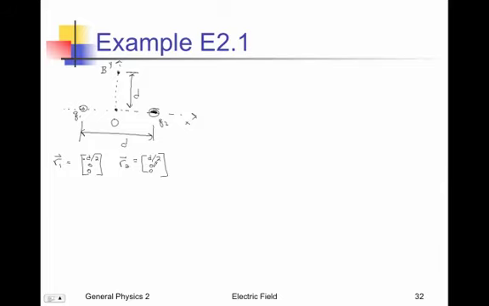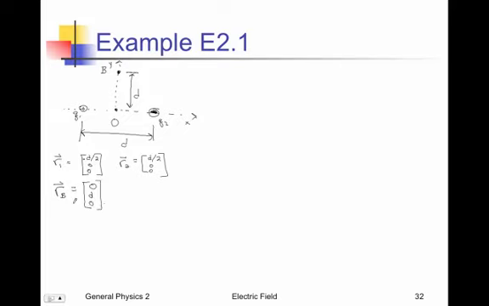Now I want to do the second part of example E2.1, and in this case I have the same charges, but now I want to find the electric field at B due to these two charges. Remember that I still have the locations in vector form for Q1 and Q2, but now I need the location of B in vector form. So R_B equals, and I can see that it has no x component. It's right on the y-axis, so that's going to be 0, and the y component is just D.